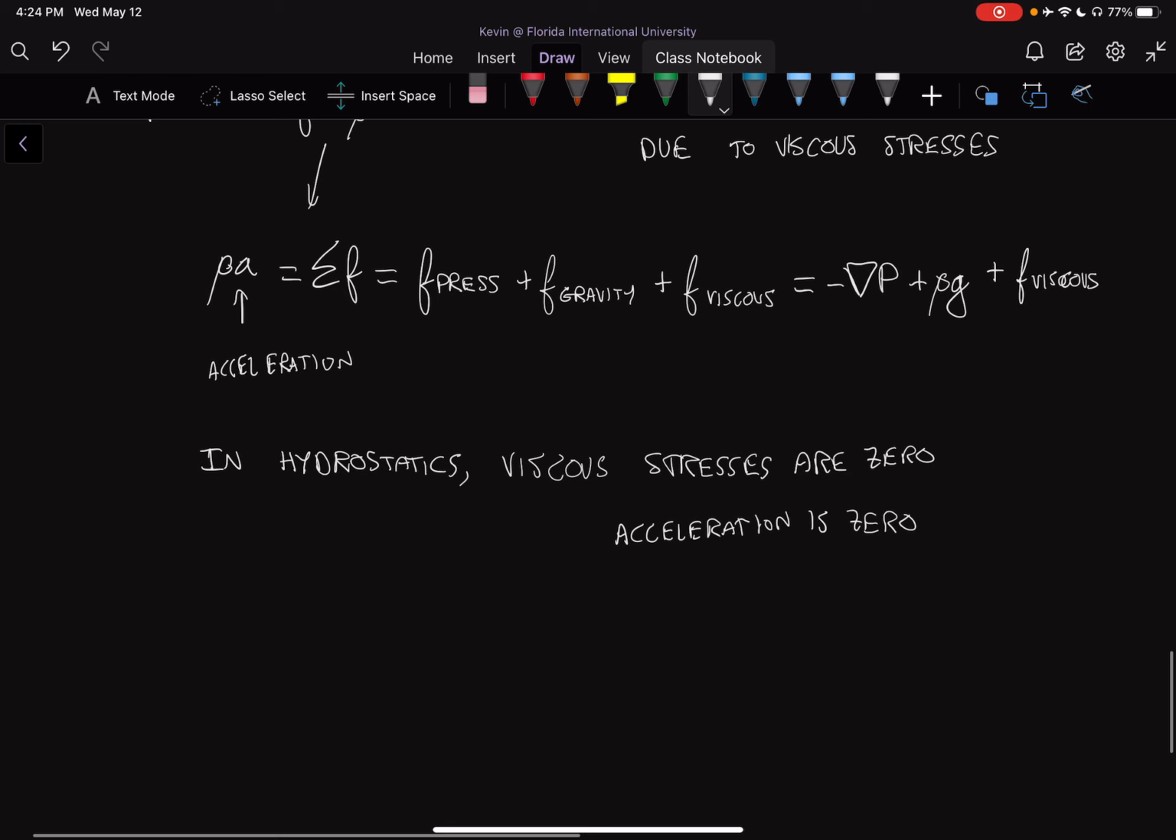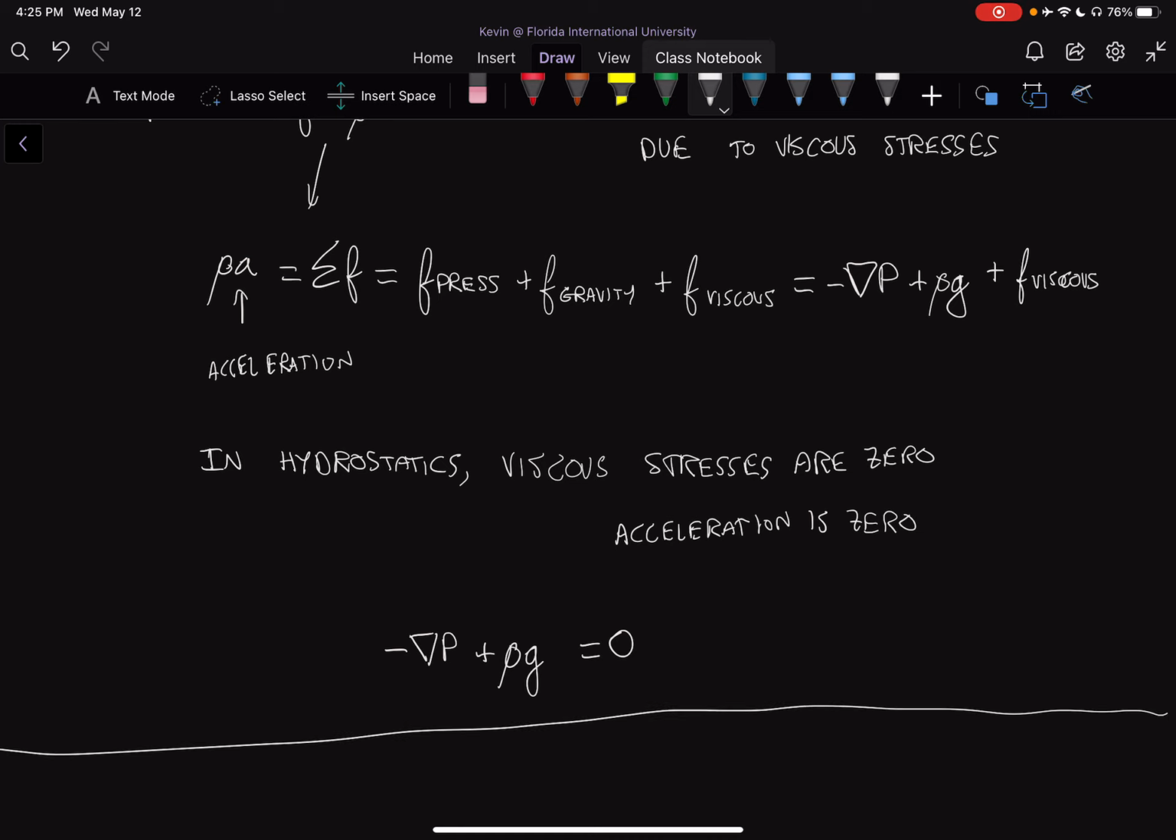So in hydrostatics, we can say that the gradient of pressure is only affected by gravity. So gradient of pressure plus rho g is equal to zero. So we have a direct relation between the gradient of pressure and gravity. That means that gravity is going to affect the pressure with depth, because gravity only occurs in one direction. But we'll look at that in a little bit through example problems as well.